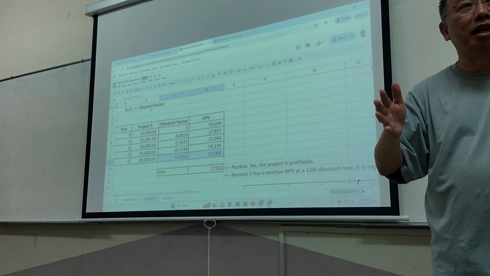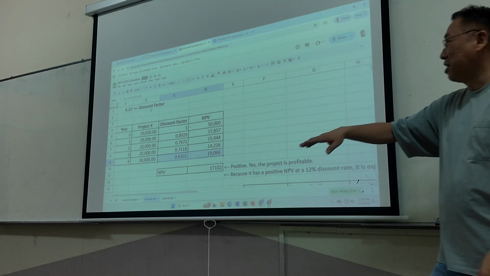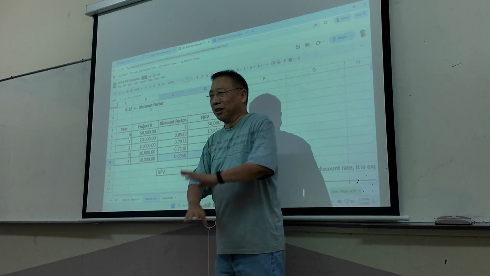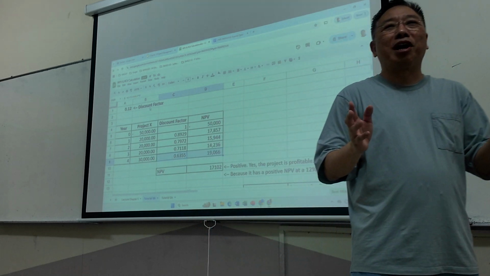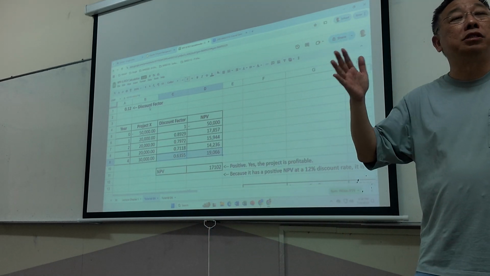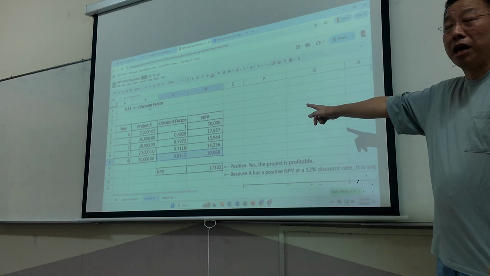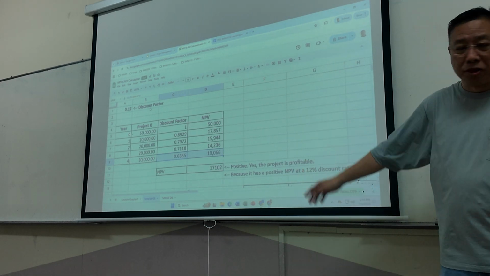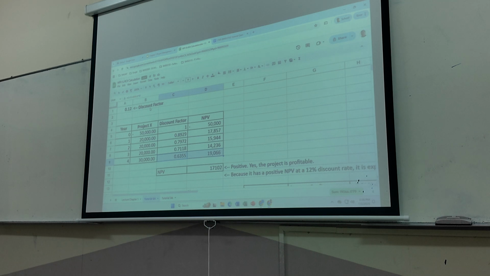And it's more accurate than just taking the numbers as they are and calculating. That one doesn't take into account the value of money over a period of time. This one takes into account time. So it's very important. So what is the NPV?